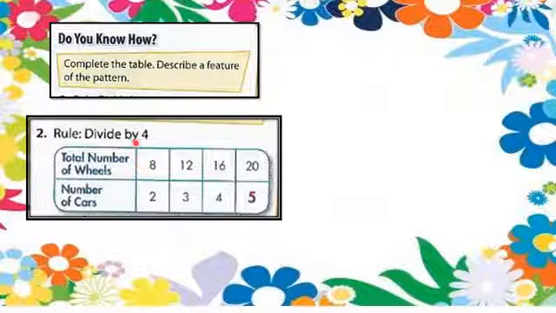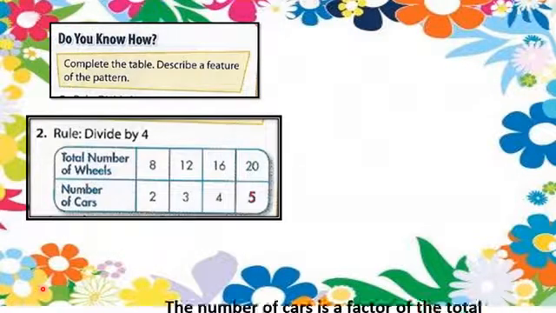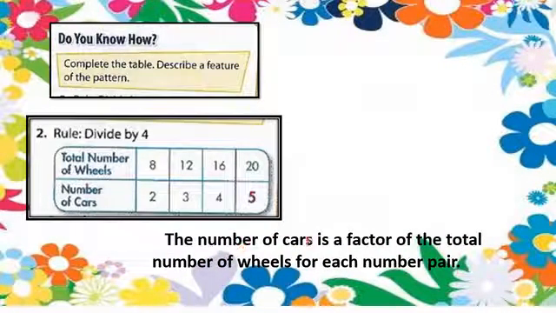So 8 divided by 4 is 2. 12 divided by 4 is 3. 16 divided by 4 is 4. Then 20 divided by 4, the answer is 5. So what is the feature of the pattern? The 2, the 3, the 4, and the 5. So the number of cars is a factor of the total number of wheels for each number pair.